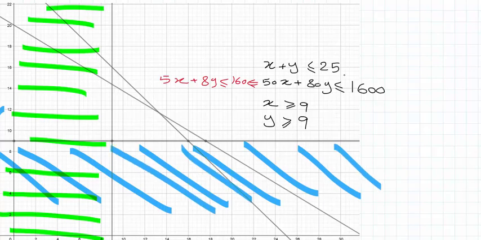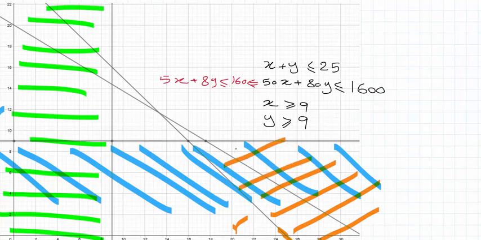Now, the other one, x plus y equal to 25. If we put 0 in place of x, y will be 25. If we put 0 in place of y, x will be 25. So this line is passing through 25. This is the line of x plus y equal to 25. Then on which side of this line is x plus y less than 25? Of course, on this side. On the other side, x's and y's are getting bigger, so when you add them, the result will be more than 25. So this side is also shaded.